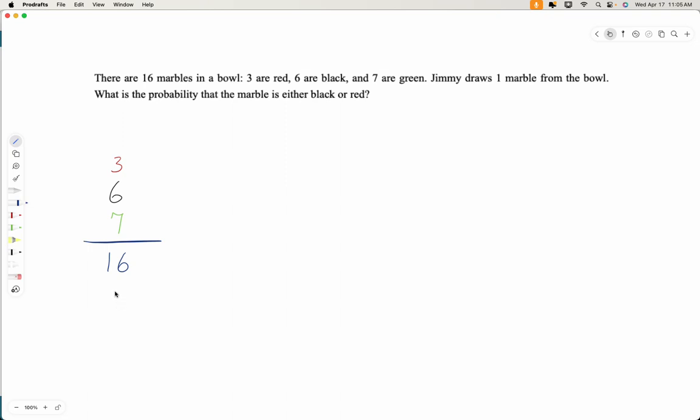Okay, so now let's evaluate what we're doing. Jimmy draws 1 marble from the bowl. What is the probability that the marble is either black or red? So the probability that the 1 marble is black or red. So just one event. So here's the black and here's the red. Together, that totals 9. So there are 9 possible outcomes that we want out of a total of 16 possible outcomes. That's your answer. That's all you're doing. Okay? So let's look at the next one.